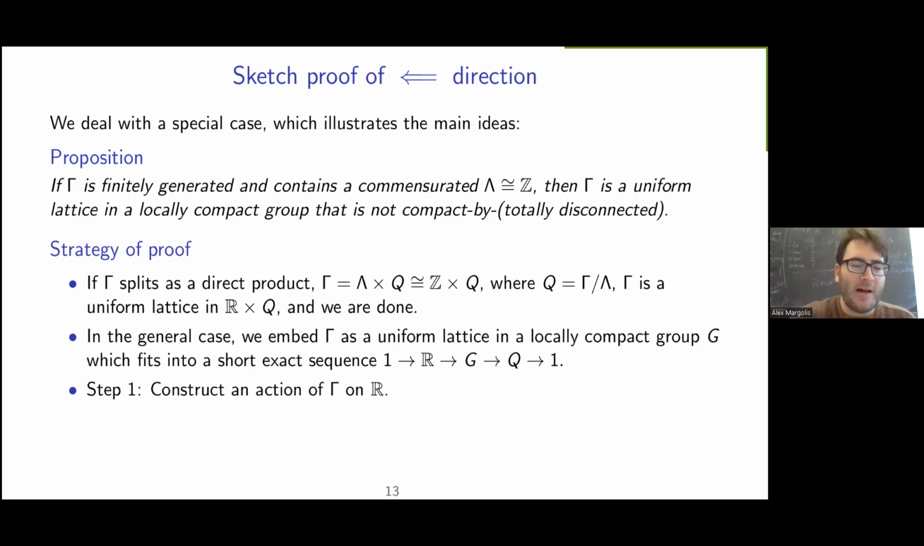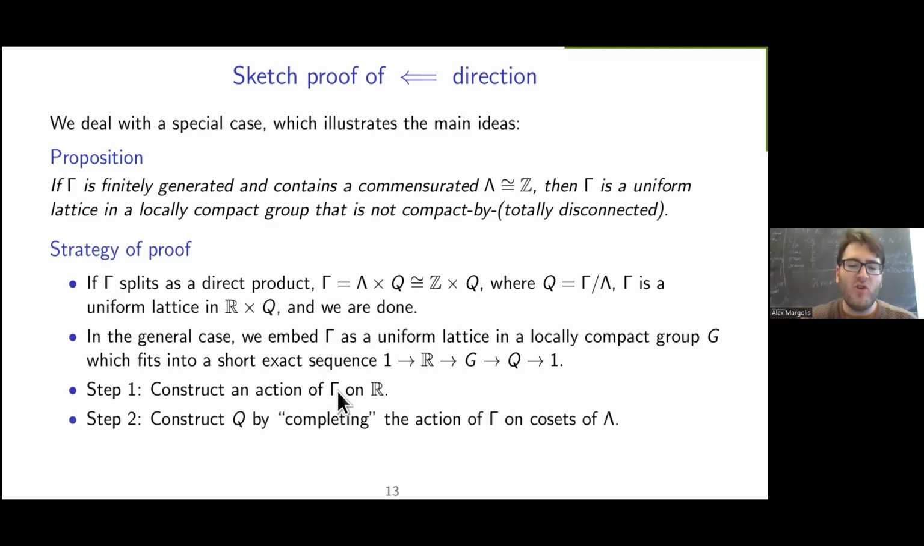So the first step of this is to construct an action of gamma on R. The idea is that gamma commensurates some infinite cyclic subgroup, and we somehow want to use this, and use the action by conjugation on groups commensurable to lambda, to construct some action on the real line.